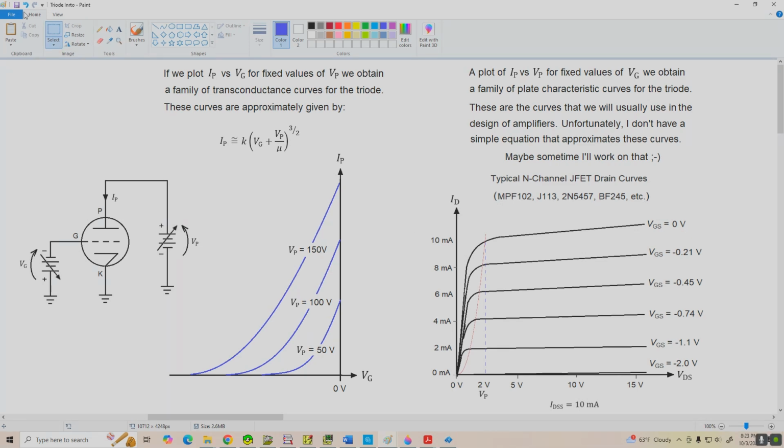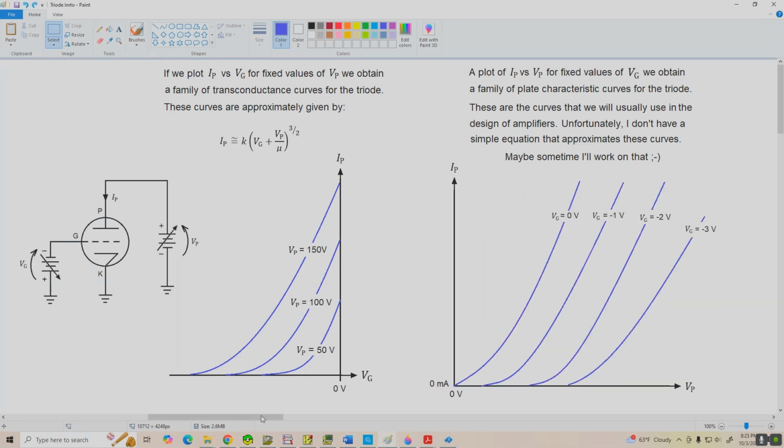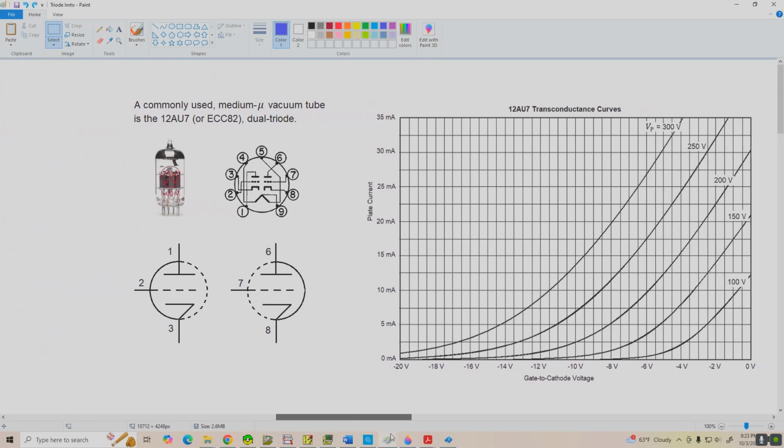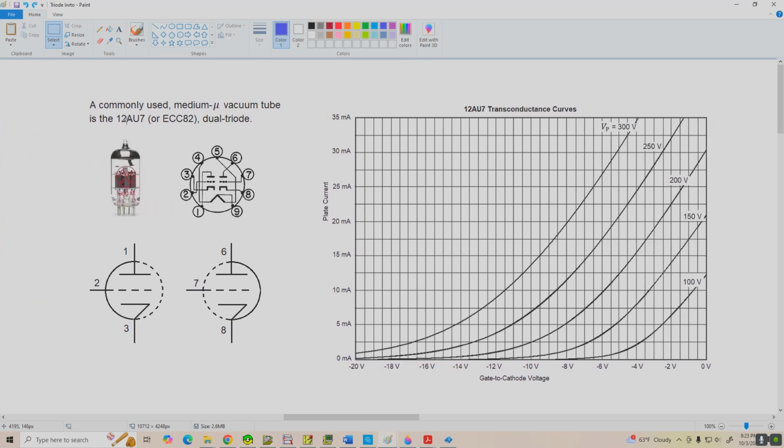Okay, let's get rid of these drain curves and we're going to go over and take a look at an actual triode. In this case, we're going to look at the 12AU7 or ECC82, and there are also a bunch of other equivalent tubes, but we'll talk about that later. This is a medium mu dual triode. We have two triodes in one tube, and here's the pinout. Now, notice that there is one heating filament for both cathodes.